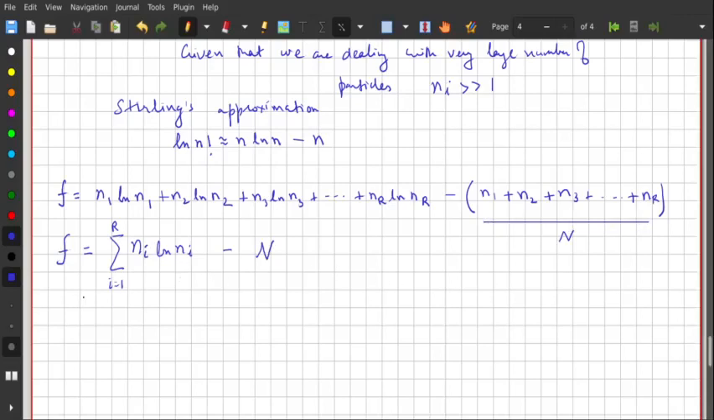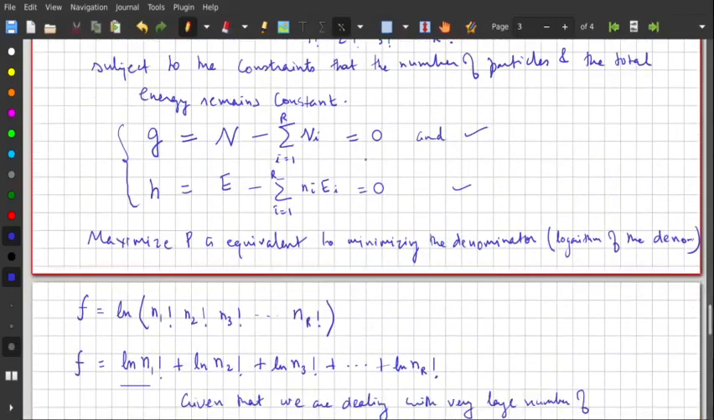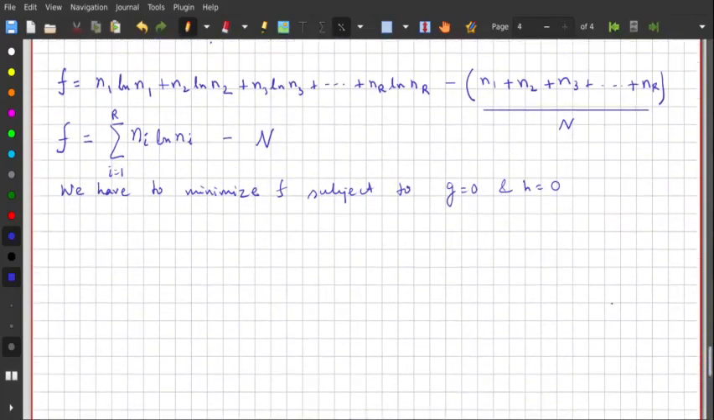Okay, so this f, that means we have to minimize f subject to g equals 0 and h equals 0, where remember what g and h were. g and h were given by these two constraints, so the particle conservation or mass conservation and energy conservation basically. Okay, so now we will cast this problem basically.